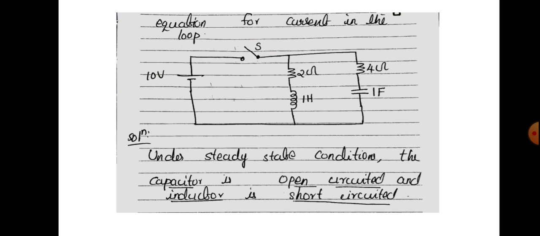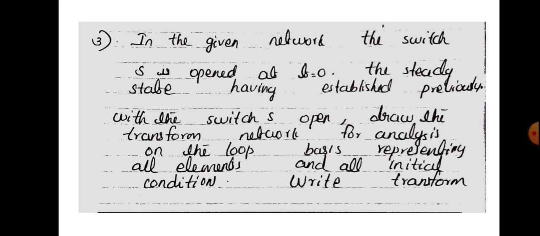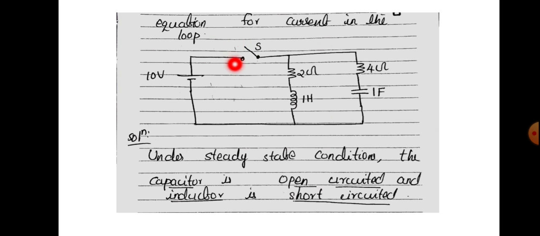Let us go to the question again. In the given network, the switch S is opened at t equal to 0. That means it is the instant where the switch is open when t equal to 0. At t equal to 0, there is no connection of this portion of the circuit with this voltage source. So this circuit portion will be isolated from this 10 volt voltage source.